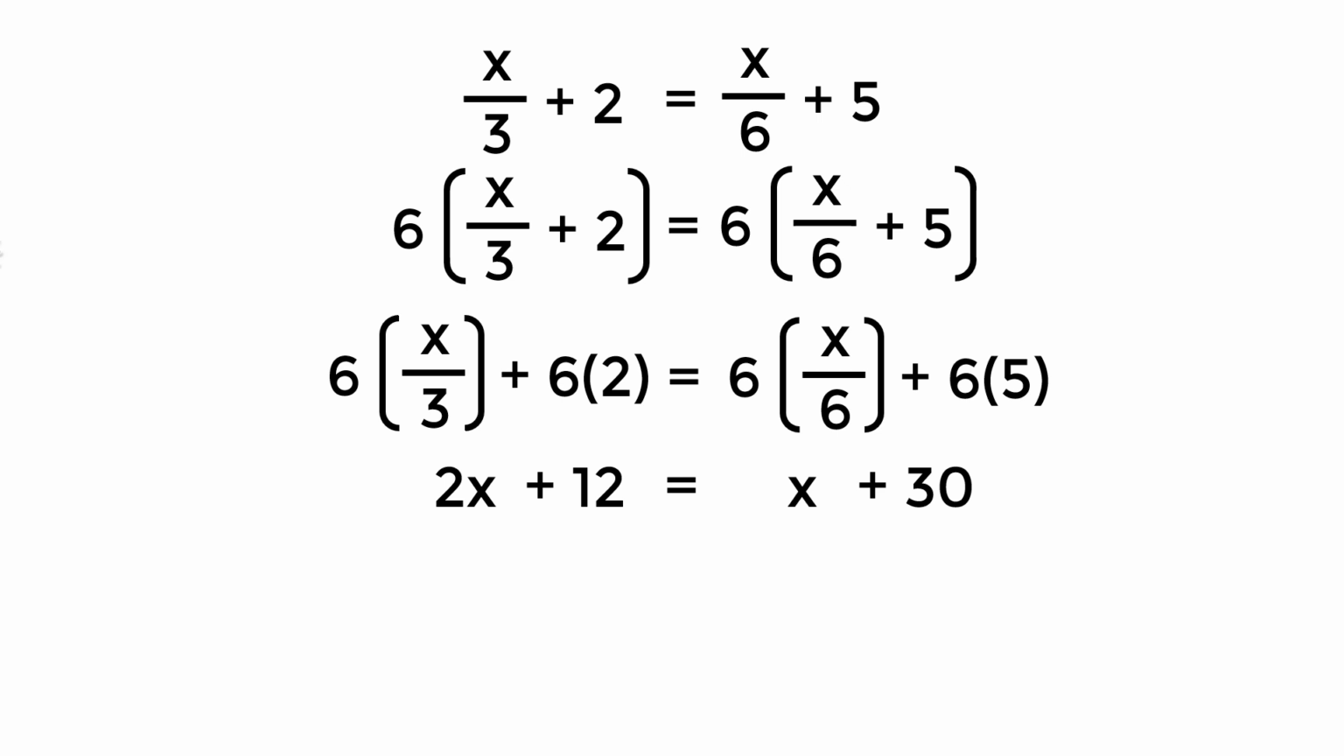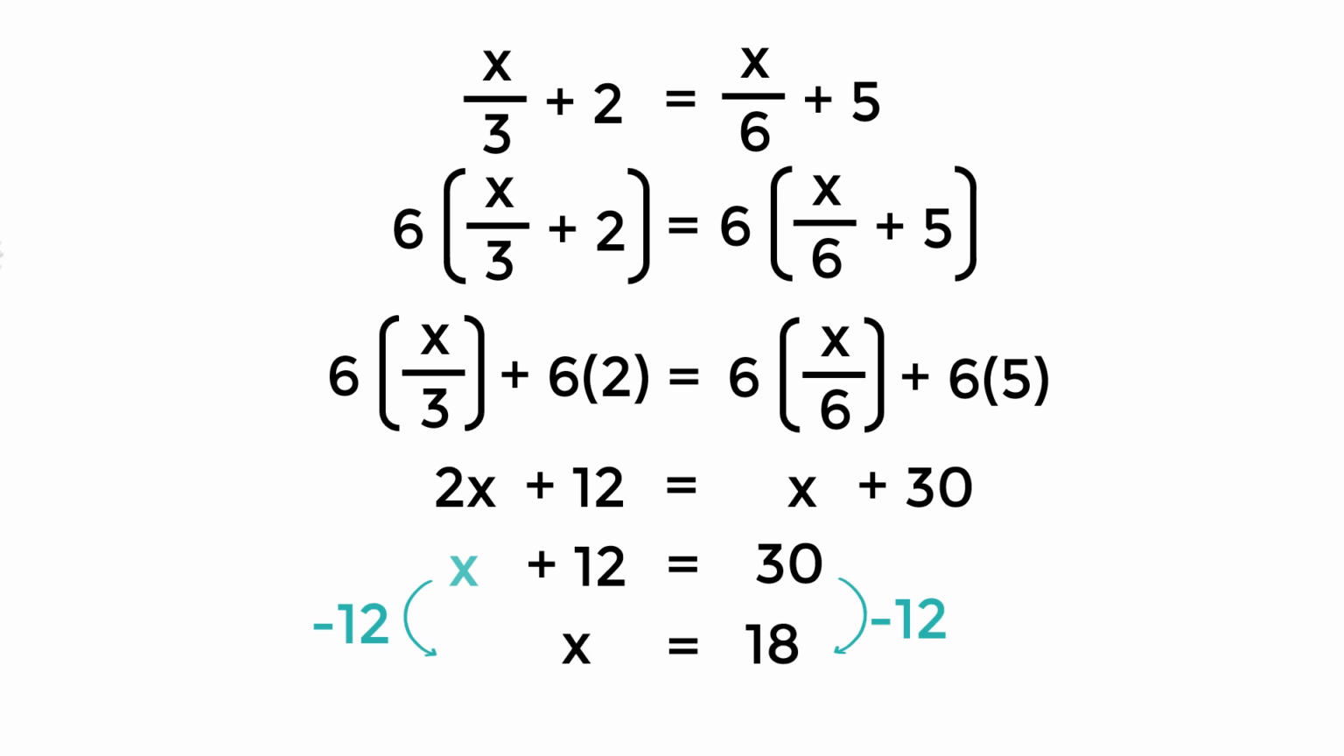We now have the equation with x terms on both sides. A helpful tip is to subtract the smaller x term. So we subtract x from both sides to simplify the equation. This gives x plus 12 equals 30. Next, to isolate x, we subtract 12 from both sides. So we get x equals 18.